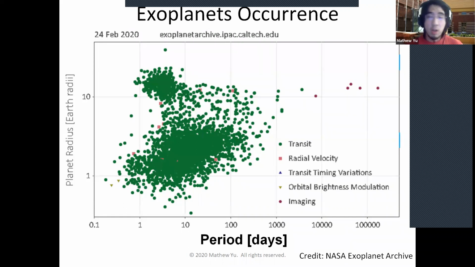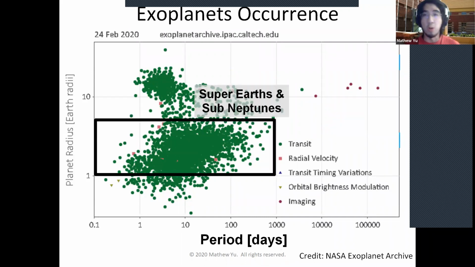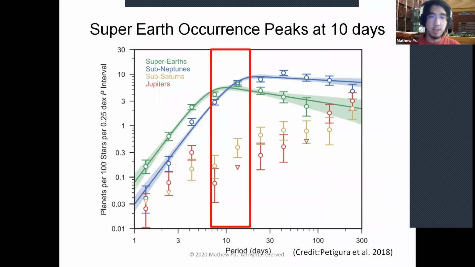In this particular population, we can further subdivide it into a group that we call the super-Earths and the sub-Neptunes. If we look specifically at the occurrence of these types of planets, this is a plot that I took from a work that looked at the occurrence of these planets. And we see that, fairly weirdly, there is a peak in occurrence of both super-Earths and sub-Neptunes at around 10 days orbit.